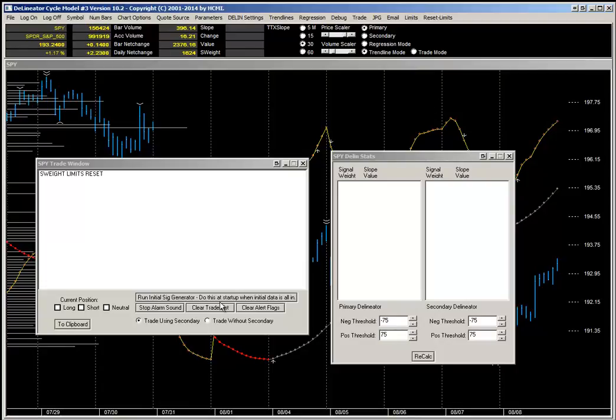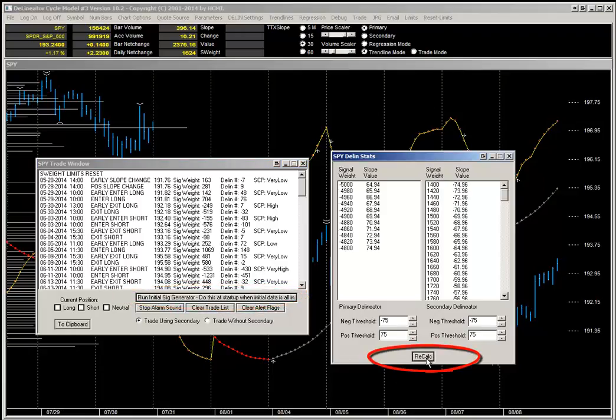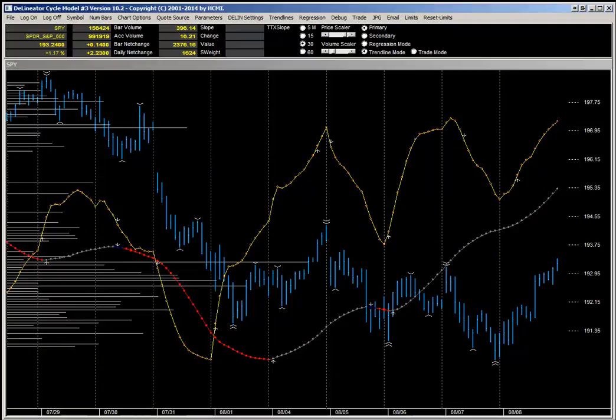And then as soon as the chart has loaded, we'll click the Run Initial Sig Generator button, and then we'll click Recalc on our stats calculator. We'll get into these windows later in this tutorial, so for now we're simply going to shrink them down, and that brings up our delineator window.